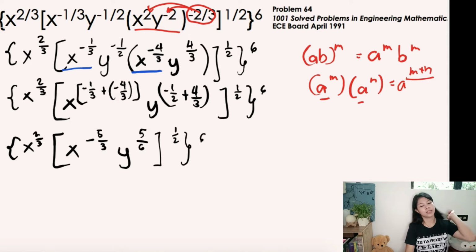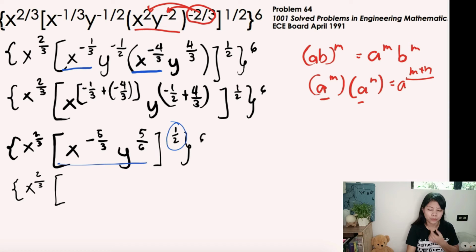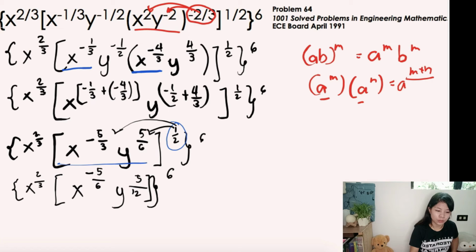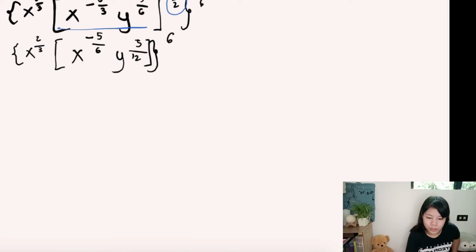So, hindi pa siya tapos, guys. Ito daw, expression na to, i-erase daw siya sa 1/2. Okay? Copy muna din. Simplify. Multiply natin siya. So, x raised to 1/2 times negative 5 over 3 is negative 5 over 6. Then, y raised to 5 over 6 times 1/2 is equal to 5 over 12. Then, raise nyo po siya sa 6. But hindi pa natin tinatanggal yung bracket. Ang reason yan, kasi i-multiply mo pa siya dun sa x raised to 2 over 3 na nasa labas. So, i-multiply na muna natin siya bago natin siya i-raise sa 6.